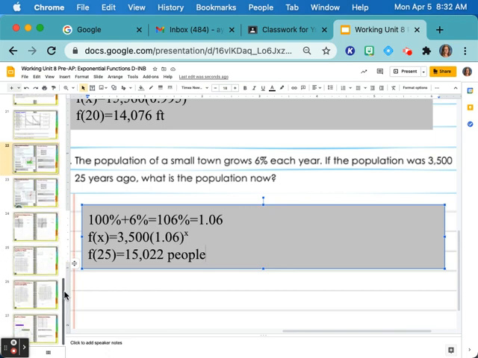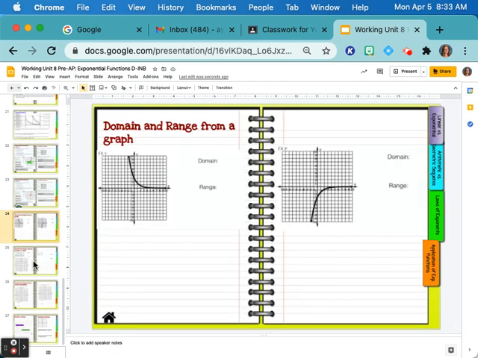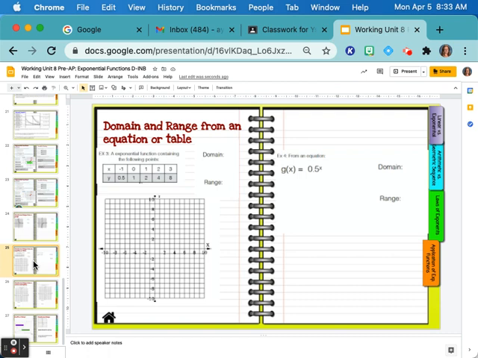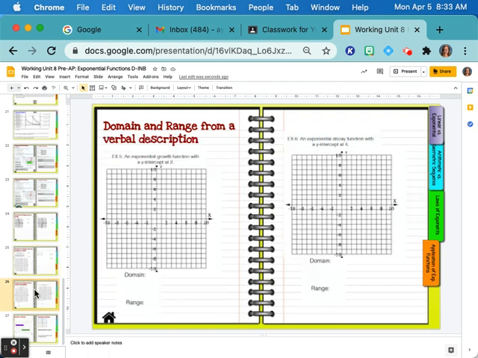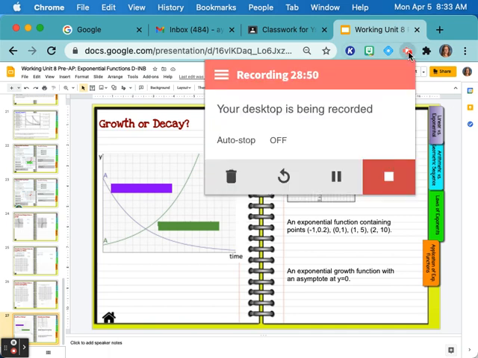Okay, so your assignment is going to be to do the domain and range for the paper that I passed out, which is actually these other slides. And then we will go over it on Wednesday for each one of these, okay? Make sure you insert those slides.